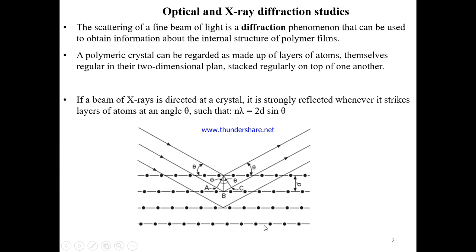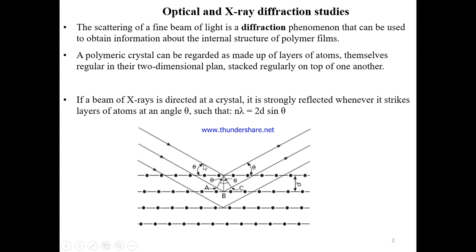Now in the two-dimensional structure, this line represents a plane of polymer chain. Now there are many planes, and those planes are stacked inside the physical structure of the fiber. So if a beam of X-ray is directed to a crystal, it is strongly reflected whenever it strikes a layer of atoms at an angle theta, such that n lambda equals 2d sine theta. So it is a beam of X-ray.